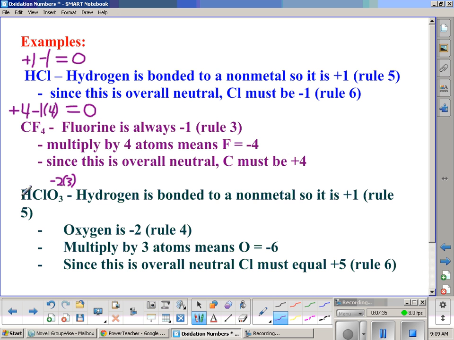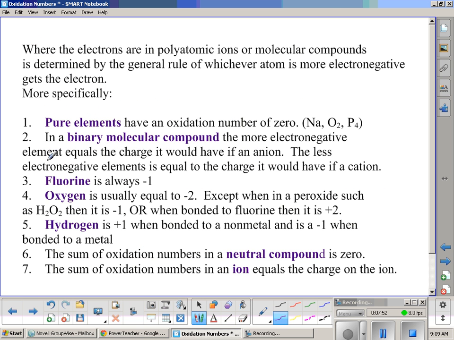Okay, since overall this whole thing is 0, why don't I just put that in right away? There's no charge on it, so I'm going to put my 0 in there because they all have to add up to 0. We've got the oxygen taken care of, so we have hydrogen and chlorine. We need to look and see if we have rules for those. Let's look back here. We have a rule for hydrogen. Hydrogen is +1 when bonded to a nonmetal. Oxygen's not a metal, chlorine's not a metal, so hydrogen's going to be +1.